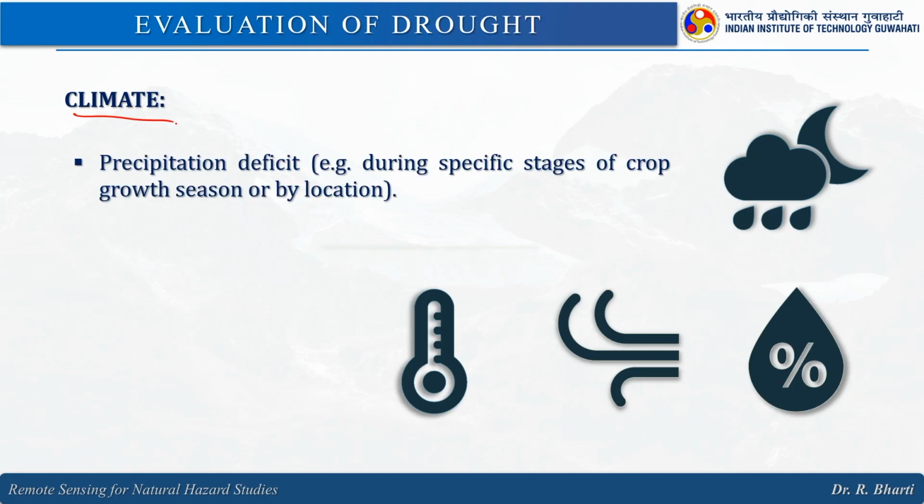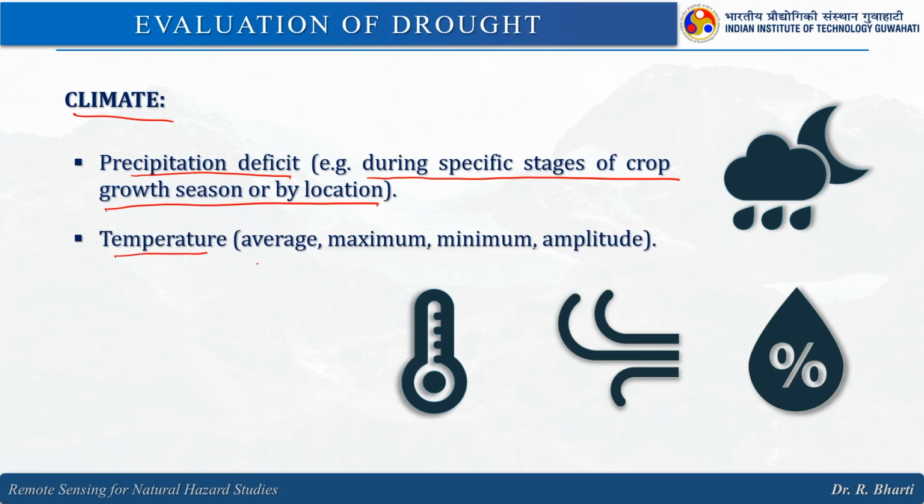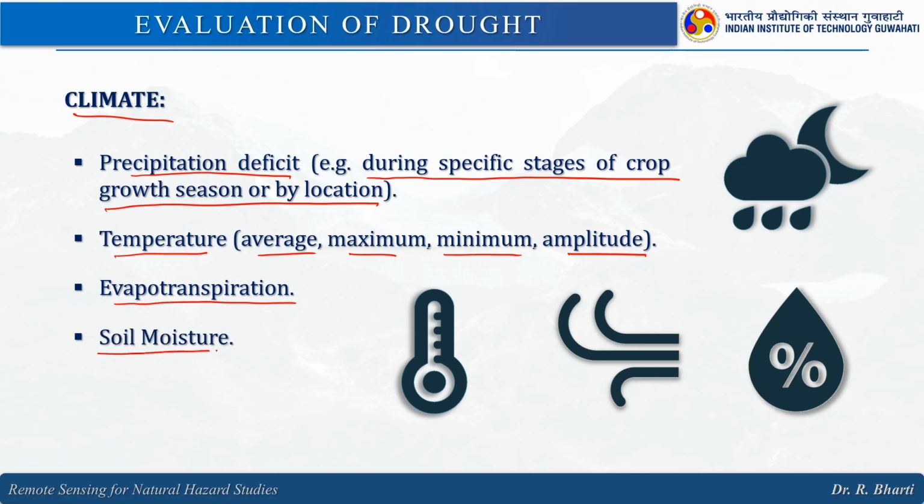Climate is one of the important parameters. Precipitation deficit, for example, during a specific stage of crop growth season or by location. Temperature, average, maximum, minimum, amplitude, all these can be derived. Evapotranspiration can be measured, soil moisture can be measured and other hazards can also be monitored, so that we will be able to assess the drought condition in a particular area.